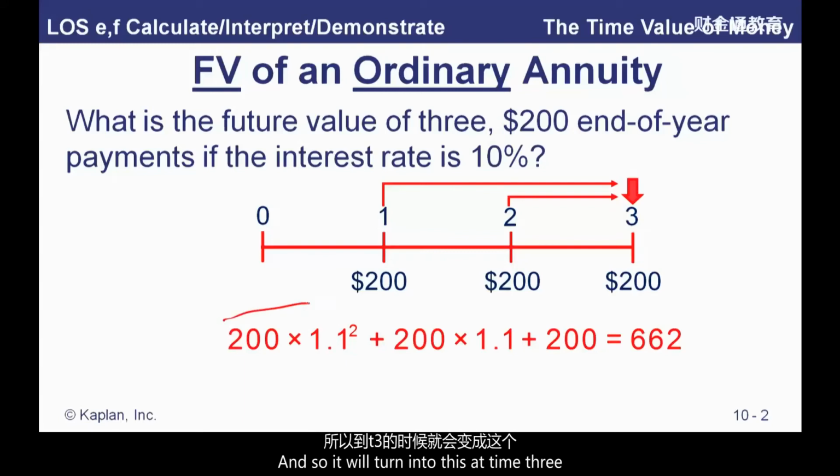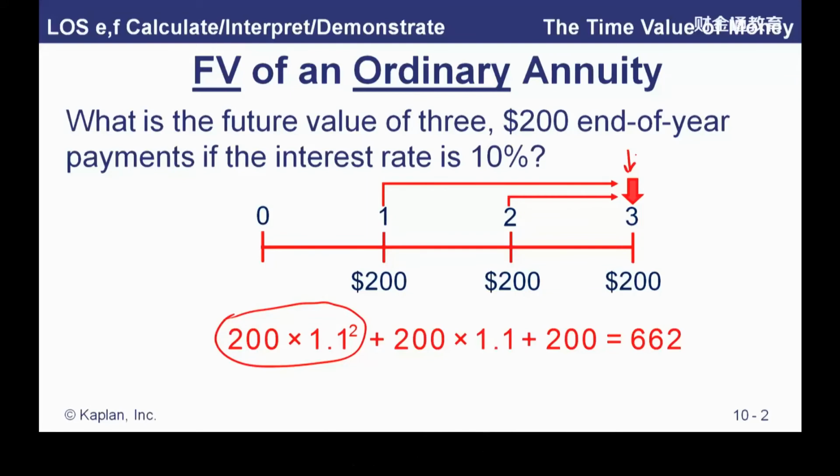And so it will turn into this at time 3. See, there's our big red arrow. So now with our calculator in end mode, and we solve for future value, it's going to give us the value at time 3 on the day of that last deposit.